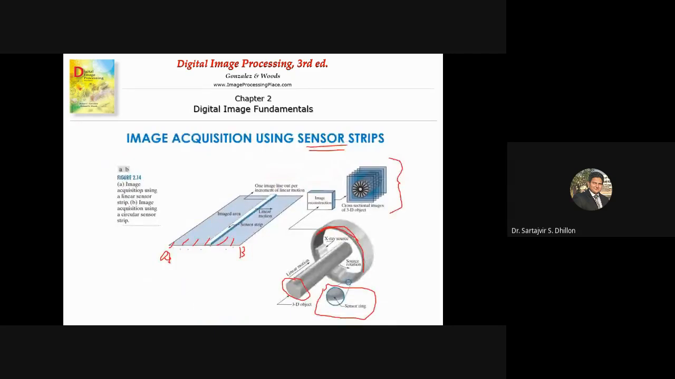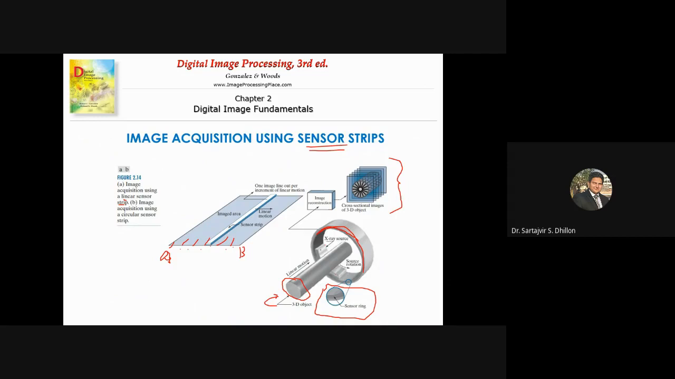There are some other sensors used to acquire the image. There is a linear strip sensor, a strip which images the whole area. There is also a circular sensor strip, which is generally used for X-ray scanning.